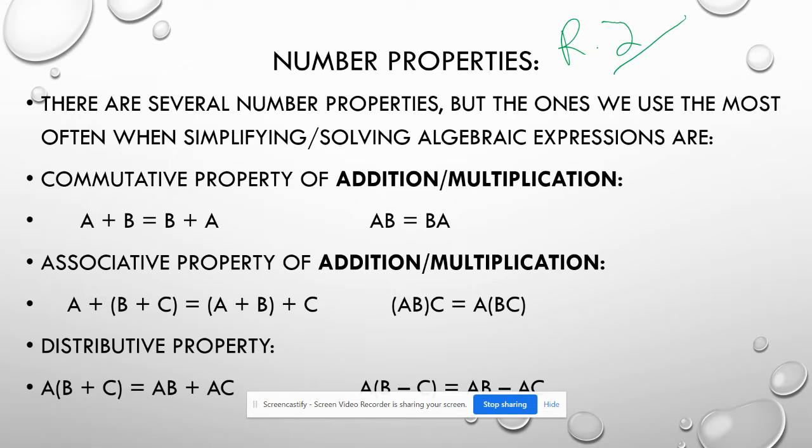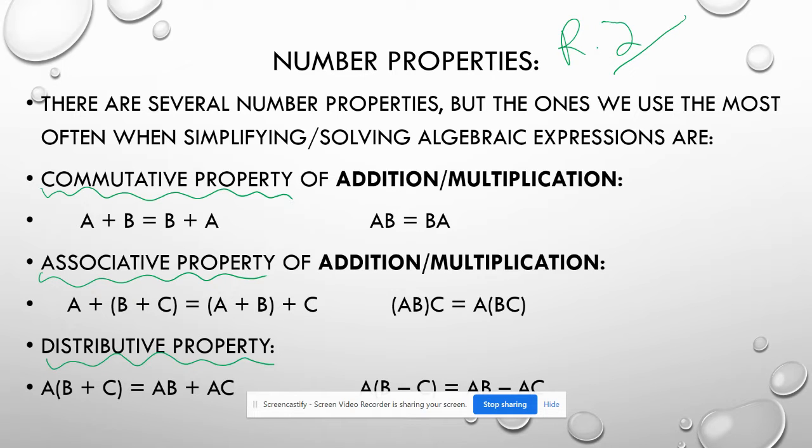Welcome back, everybody. We're going to continue and complete our R.2 notes today. We are at number properties. The main number properties that we'll talk about are the commutative property, the associative property, and then the distributive property.